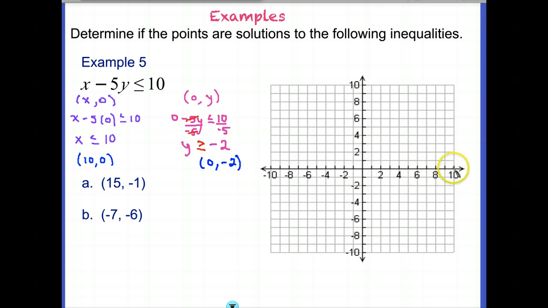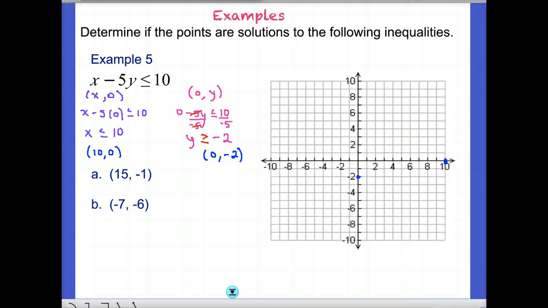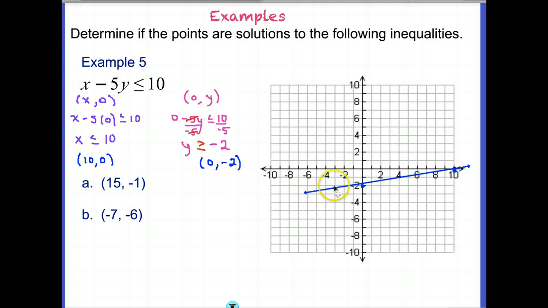Okay, so we can plot those. Our first one is over here at (10, 0), and our other one is down here at (0, -2). Now I know that I'm going to draw a solid line because it's a less than or equal to, so I can do that. And remember that you want to try to draw the line across the whole grid so that you have a boundary line. So I'm going to go ahead and extend my line all the way through.